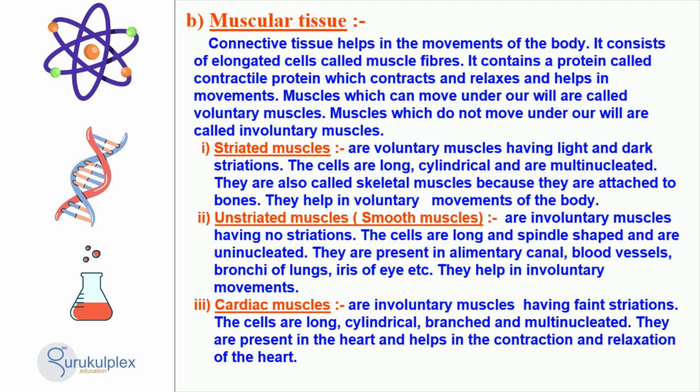Unstriated muscles, also known as smooth muscles, are involuntary muscles with no striations. They are long and spindle-shaped, found in places such as the alimentary canal, blood vessels, and bronchi of the lungs. Lastly, cardiac muscles are also involuntary and contain faint striations. They are long, cylindrical and branched and usually found in the heart, aiding it with contractions and relaxation.